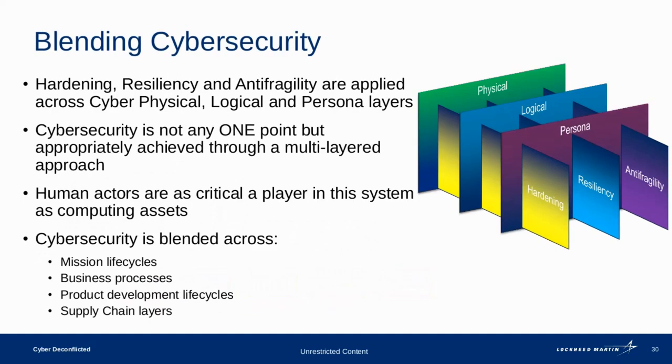So the point of introducing anti-fragility to the hardening and resiliency is that when you apply those across the physical, logical, and persona layers, cybersecurity is not at any one point, but layered through all of those different considerations. Human actors are as critical a player in this system as computing assets, and it's blended across mission life cycles, business processes, product development life cycles, and supply chain layers. So understand that you have a minimum of 9 different intersecting points, and more than likely gradients between them. Remembering physical, logical, and persona implications across discrete and persistent cyber, you now start to have a good holistic view of how you would provide an understanding to your teams on cyberspace, as well as how you would start to consider cybersecurity.